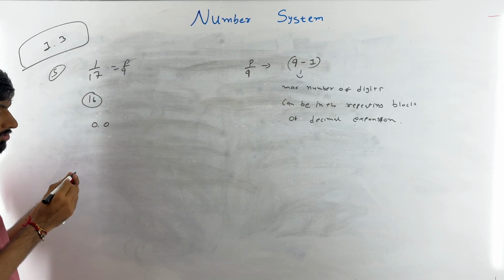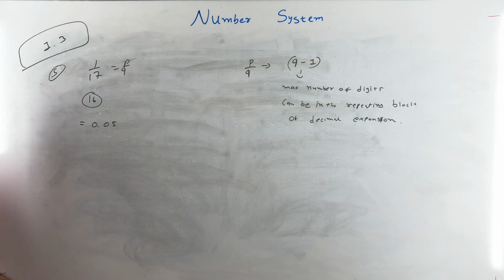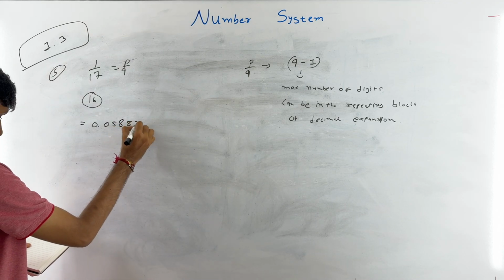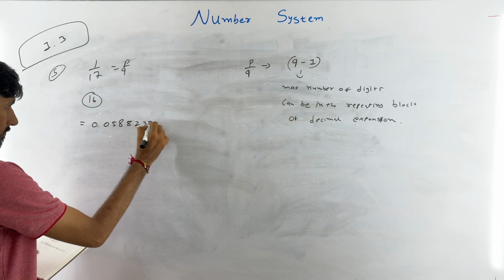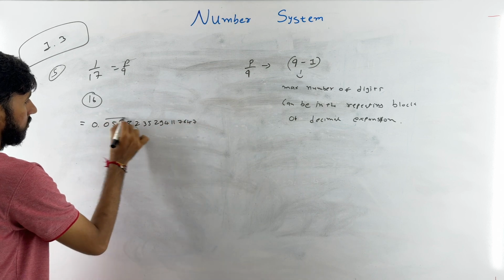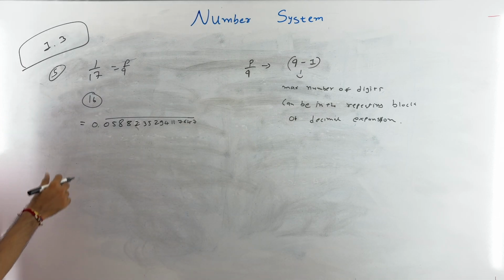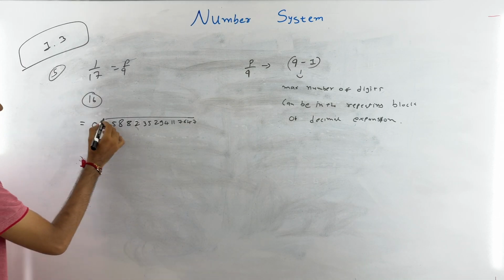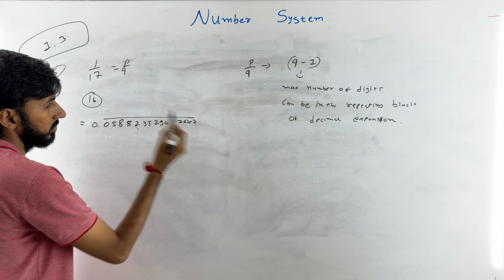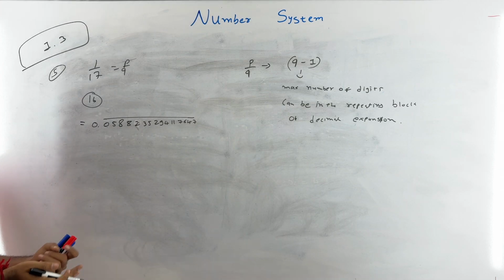If you do the decimal expansion of this number, the answer is 0.05882352941176470588235294117647... I have written it because I don't want to do this much division. You can simply do the division and you will get this answer, right? Here is our answer, and here you can see 1, 2, 3, 4, 5, 6, 7, 8, 9, 10, 11, 12, 13, 14, 15, 16. 16 digits are in the repeating block of the decimal expansion of this number. So here is our question number 5.